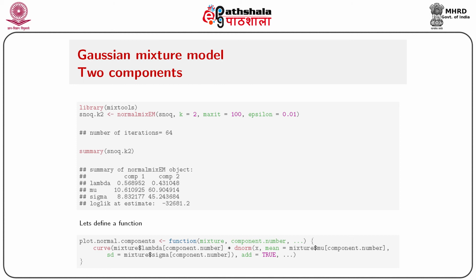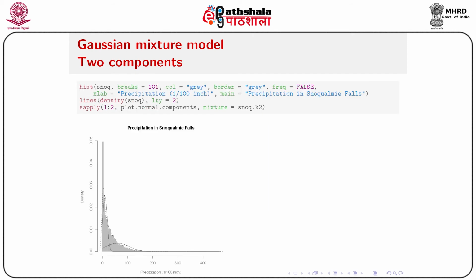Let's define a function plot.norm.components where you will pass the mixture and then the component number, and it will generate some curve. Just look at this curve, then code carefully, or you can copy and paste and run it separately, which will give you a better idea of how that code has been developed. Now we can draw this.